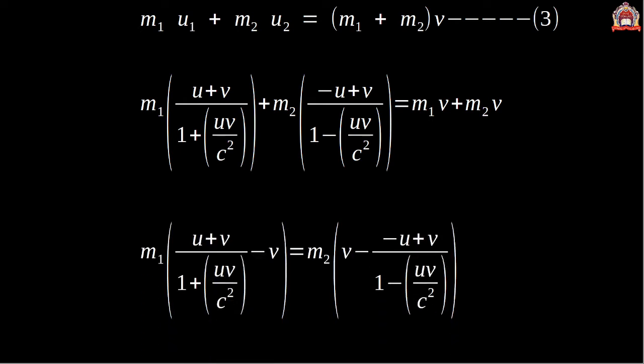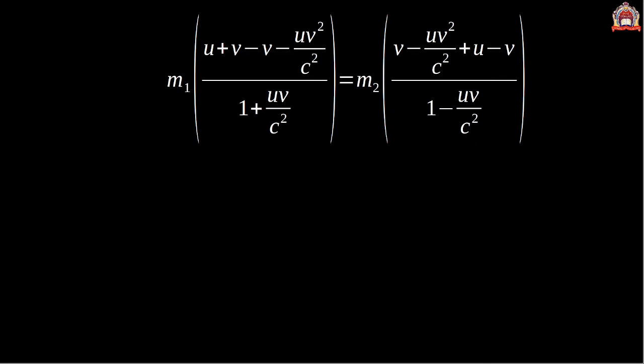After rearrangement, we get the equation where m1 into (u plus v divided by 1 plus uv by c square minus v) is equal to m2 into (v minus (minus u plus v) divided by 1 minus uv by c square). After solving this, we get this equation.